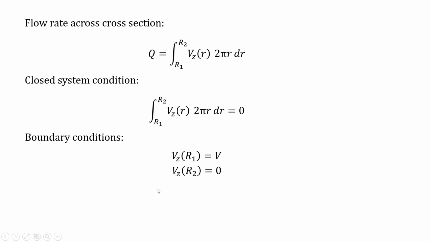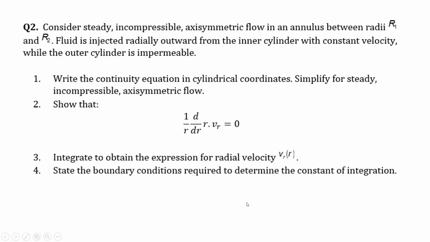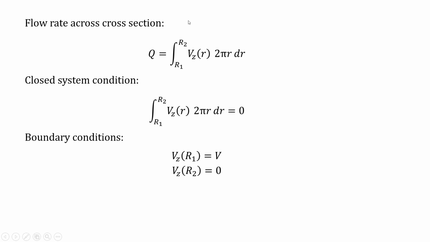The boundary conditions for this problem are at R1, Vz is equal to V, and at R2, Vz is equal to 0, which is the condition used here. This ends our first question. Now let's move to the second question.